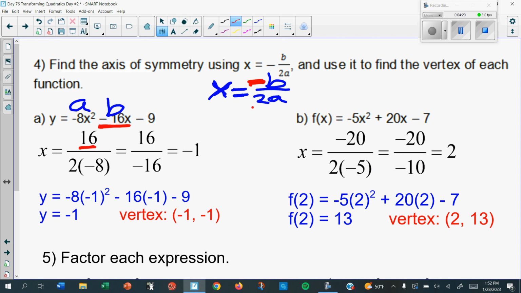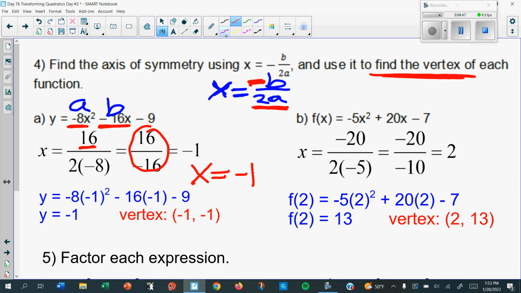And then it says 2 times your A. So 2 times whatever your A is, which in this case is negative 8. You solve it. So 16 divided by negative 16 is negative 1. But remember, your final answer has to say x equals negative 1. You can't just leave it as negative 1 because it's axis of symmetry. X equals negative 1.